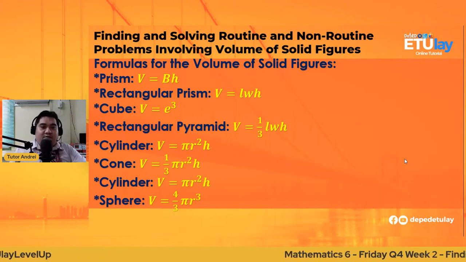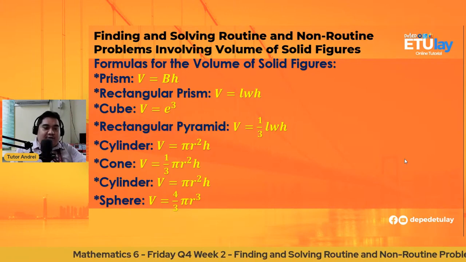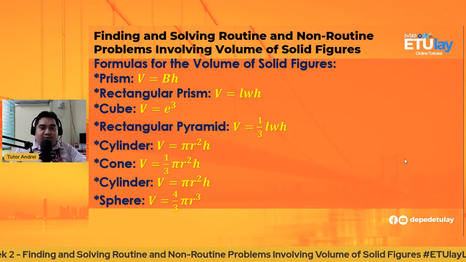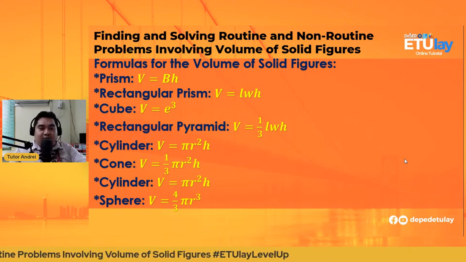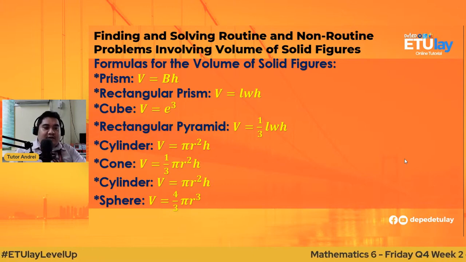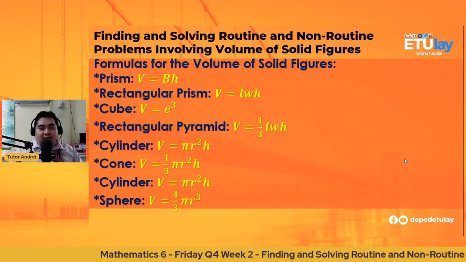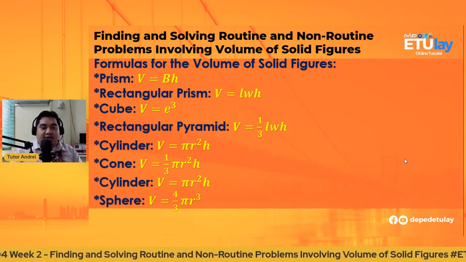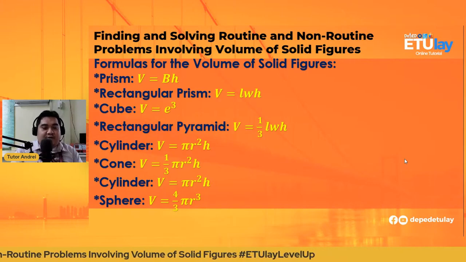So again, these are the formulas. Recap lang tayo. In getting the volume of solid figures, to enumerate some formulas, we have the prism, rectangular prism, cube, rectangular pyramid, cylinder, cone, ulit yung cylinder, sorry, and sphere, no? Okay, so these are the formulas for the volume. Hopefully ay matatandaan ninyo at maiintindihan ninyo ang paggamit ng mga formulas na yan na nakikita ninyo. So that is how to find the volume of solid figures.